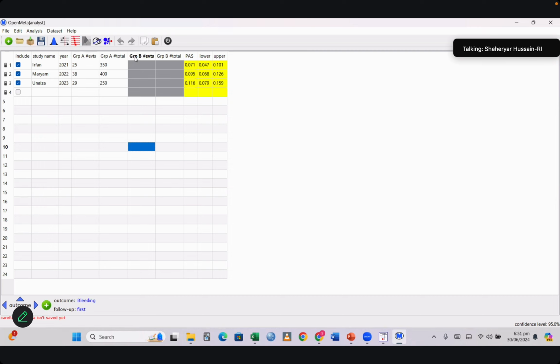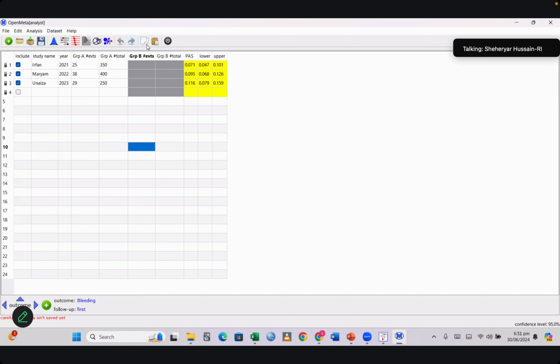This is how I am going to enter the data specifically for each study. You enter the study name manually, enter the study year manually, and then the events and total. Events is your bleeding, and the total is your thyroid surgery population, patients who underwent thyroid surgery.